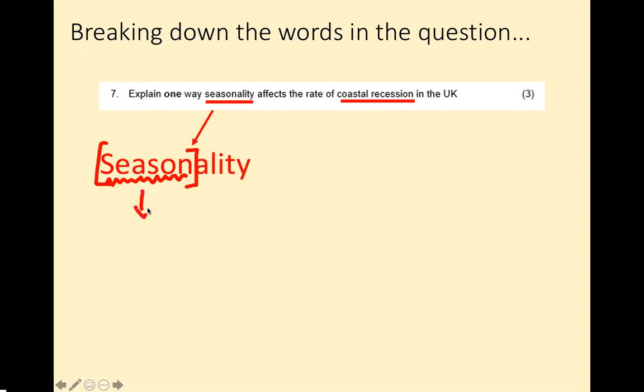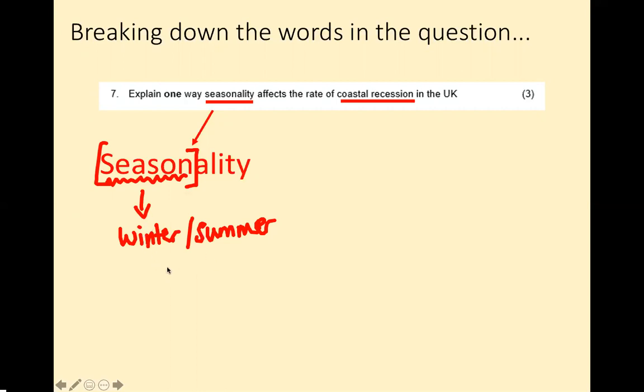Season means winter, summer, spring, autumn. So you can have an educated guess at what that word meant. But if you've never heard that before, seasonality just means seasons. Which season, when, in what season do we see the most coastal recession, okay?